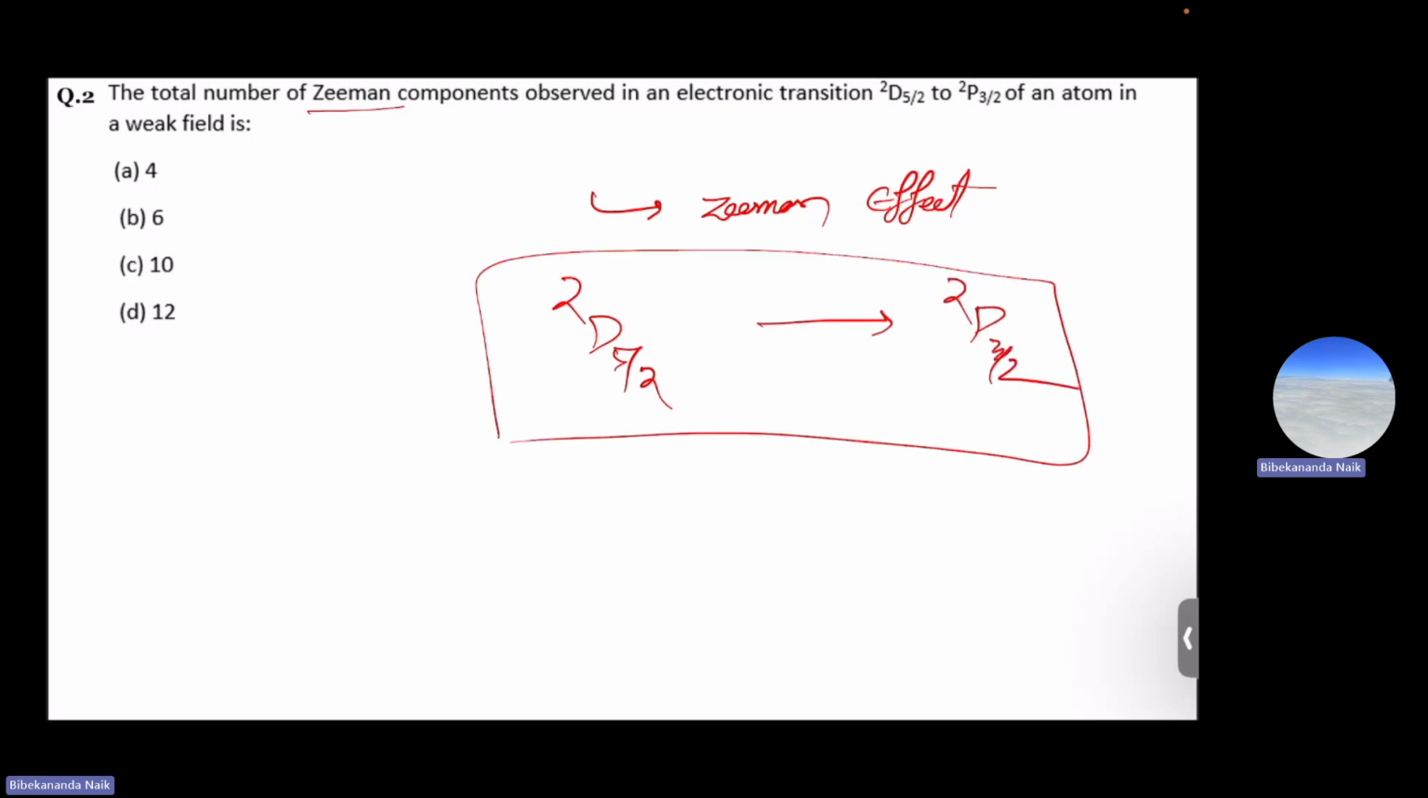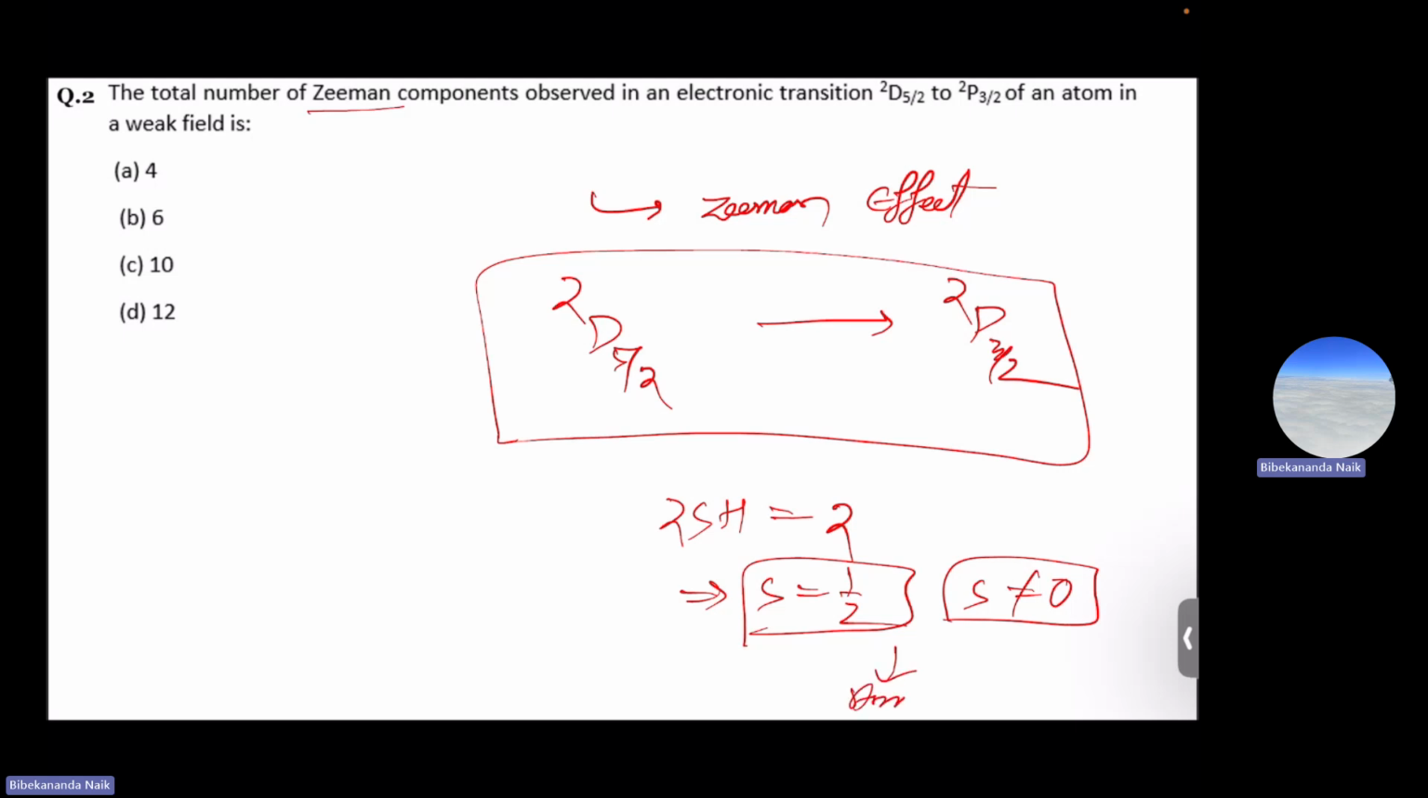We know there are two types of Zeeman effect. One is normal Zeeman effect, another is anomalous Zeeman effect. In the case of normal Zeeman effect, spin is 0, but here, as you can see, 2s plus 1 is 2, so s is half. So spin is not equal to 0, so it is the case of anomalous Zeeman effect. That's why we need to use the concept of anomalous Zeeman effect to find the total number of Zeeman components. I'll give you a few minutes to think about this question and try to solve it, and then we will discuss briefly what the correct answer is.